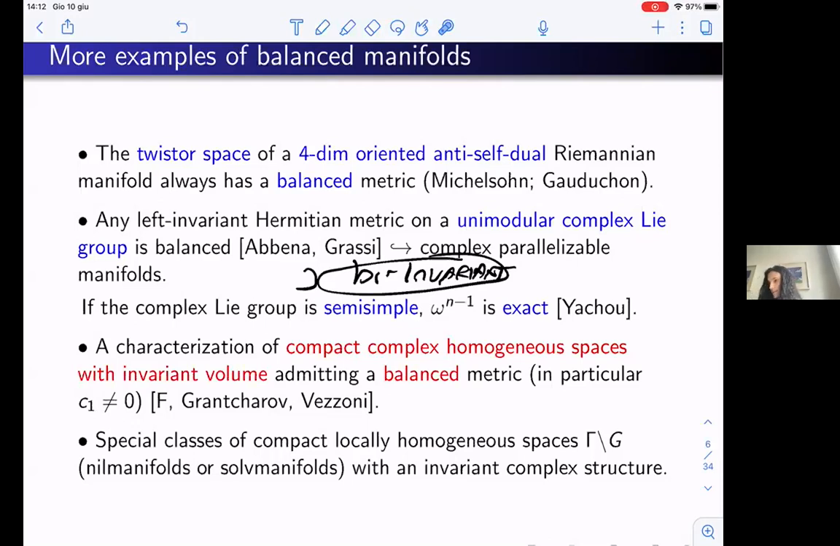And we characterize that, and it turns out that the C1, the first Chern class, has to be non-zero. And then there are many other results in the case of compact locally homogeneous spaces, for Nil manifolds, due to Luis Ugarte, for Sol manifolds, and so on. There are many results in the literature.